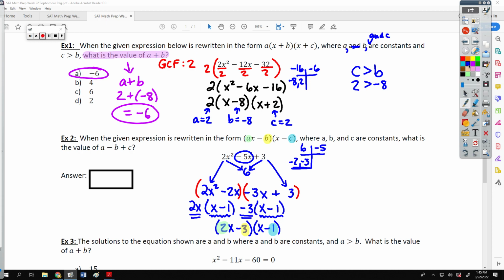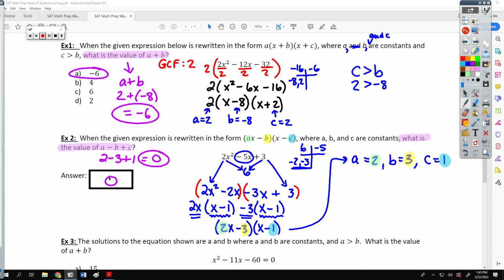Okay, that tells us, because that's compared to what's in the directions, a is 2, b is 3, c is 1, as identified with the highlighters there. So that allows us to answer the question that is actually being asked. What is the value of a minus b plus c? So that would be 2 minus 3 plus 1, which would be 0.